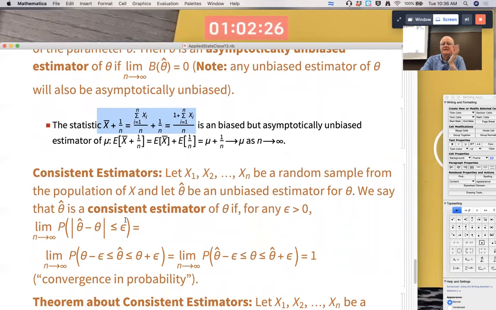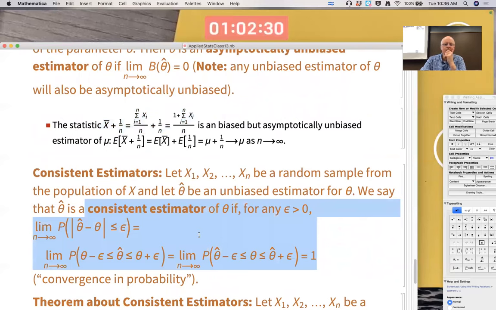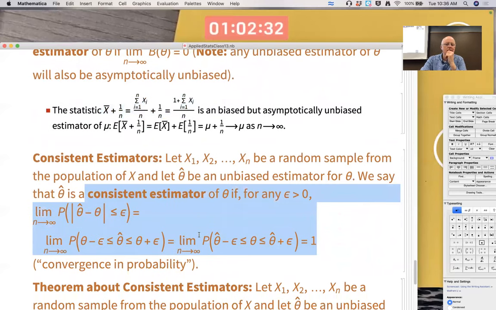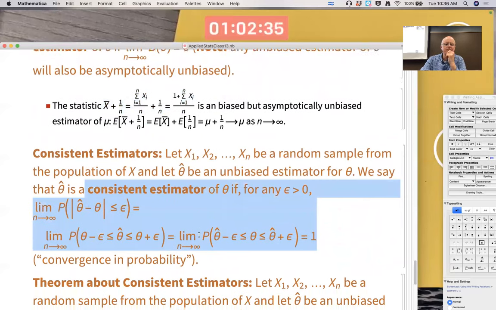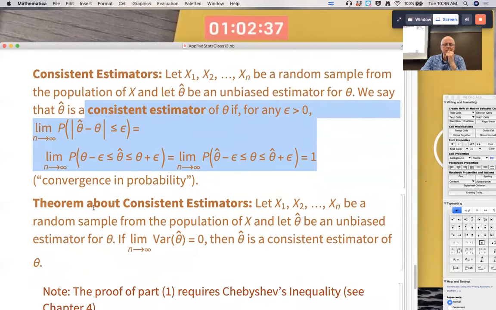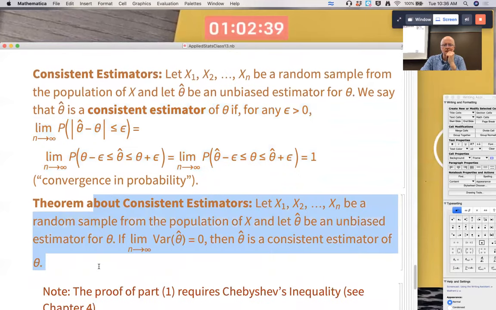Consistent estimators. Okay, this is a real technical definition. I'm not going to test you on this technical definition. But you should know this theorem. Got a random sample from a population, and theta hat we already know is unbiased. If the limit of the variance of theta hat goes to 0, then theta hat's going to be consistent.